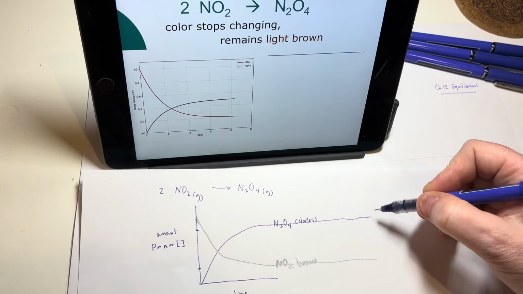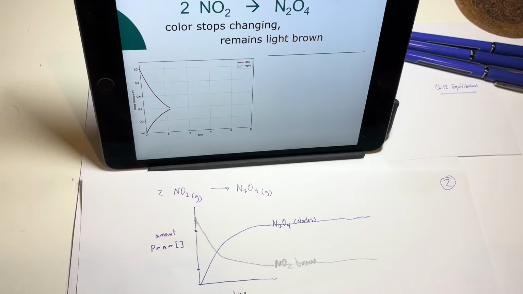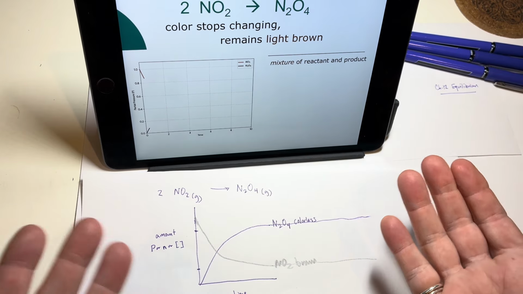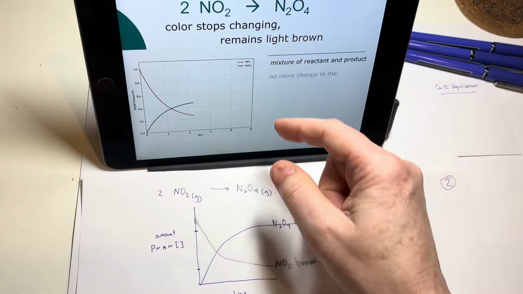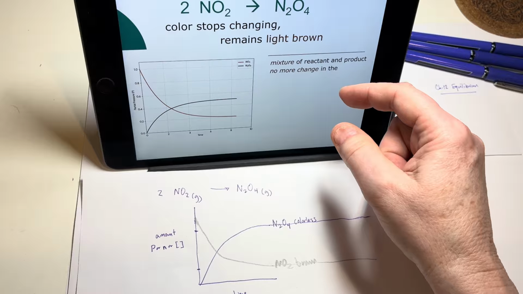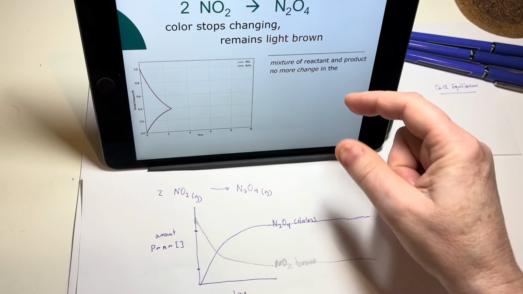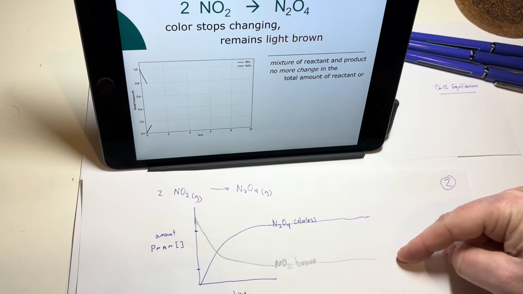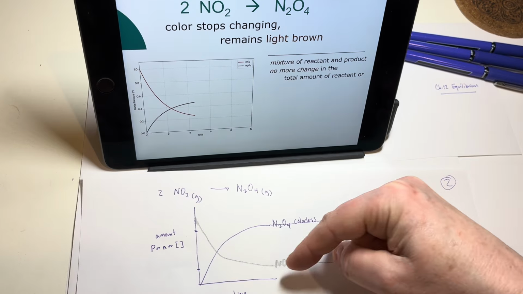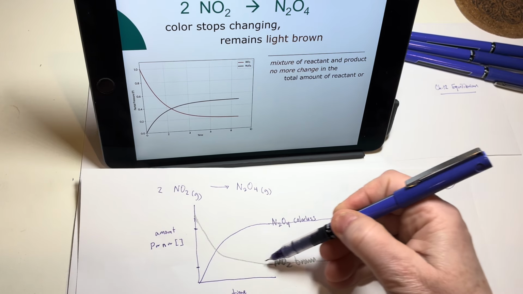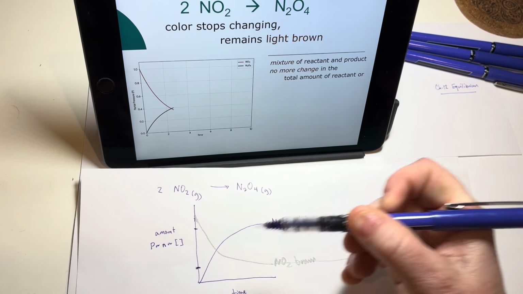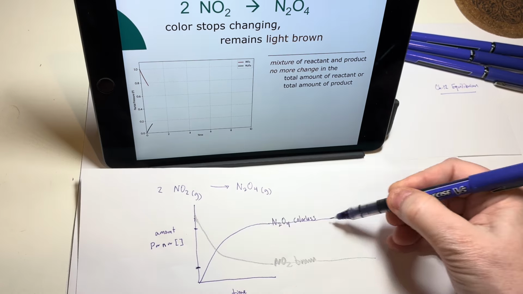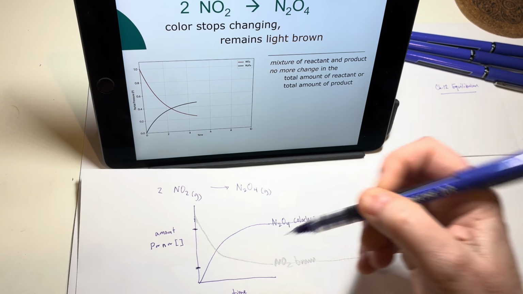We got some brown stuff, not much, and some colorless stuff. So we end up at some point in time with a mixture of reactant and product. And because these curves are leveling off, there's no more change in the total amount of the reactant. That becomes constant, and we could measure it. And no more change in the total amount of product. That's constant, and we could measure that.